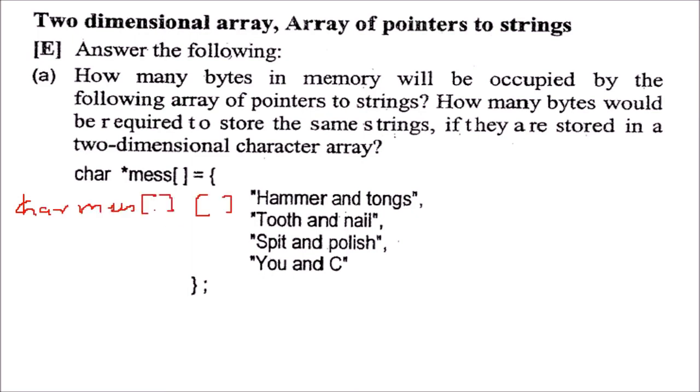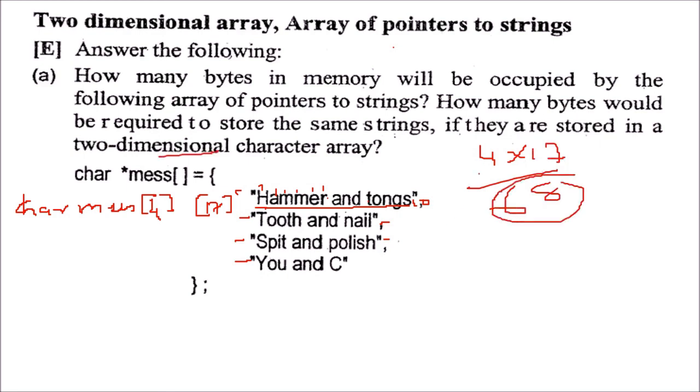So what will be the first value? The first value will be like this. We start with H, right? This is H, and how many rows are these? 1, 2, 3 and 4. So there will be 4 rows, and I will take the longest string. This much space we have to assign for each one. 1, 2, 3, 4, 5, 6, 7, 8, 9, 10, 11, 12, 13, 14, 15, 16 and \0, 17. So 4 into 17, which is 68. So for a 2-dimensional character array, we have to have 68 bytes.